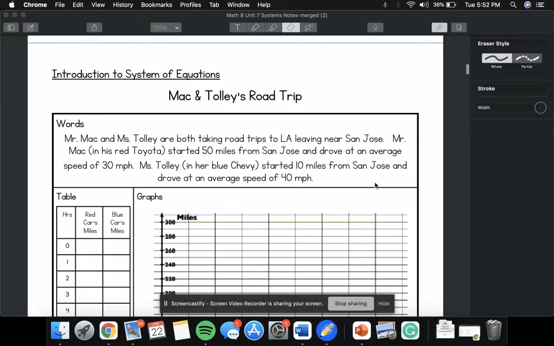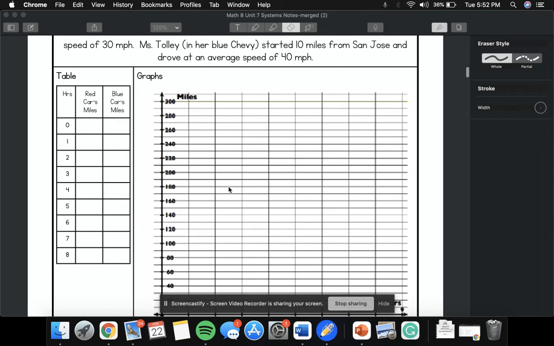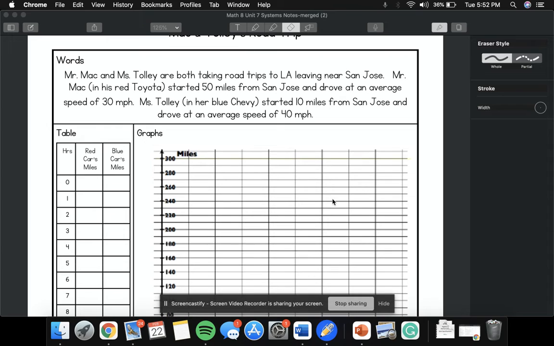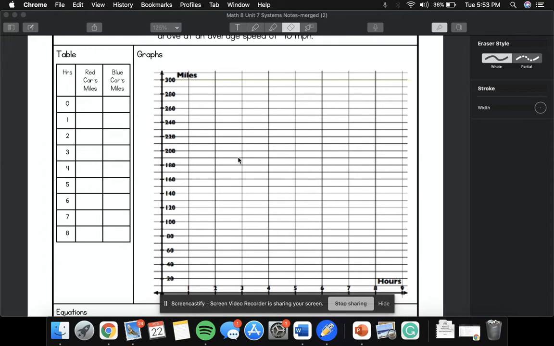All right, so on page 1, we're going to do a story problem. We're going to make a table, we're going to make a graph, we're going to make an equation, and then we're just going to answer some questions about it. All right, so we have Mr. Mack and Miss Tolley are both taking road trips to LA, leaving near San Jose. Mr. Mack in his red Toyota started 50 miles from San Jose and drove at an average speed of 30 miles an hour. Mrs. Tolley in her blue Chevy started 10 miles from San Jose and drove at an average speed of 40 miles an hour. So basically, since we're talking about 2 different cars, hours and miles, we're going to put this on the same graph and see what happens.